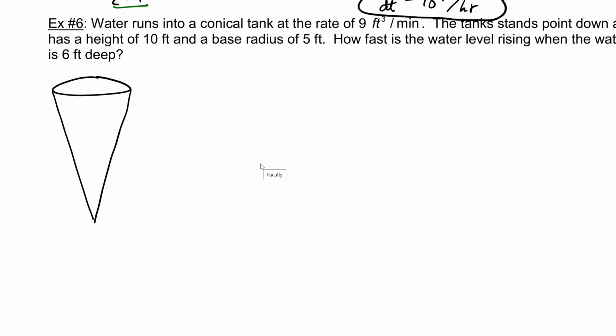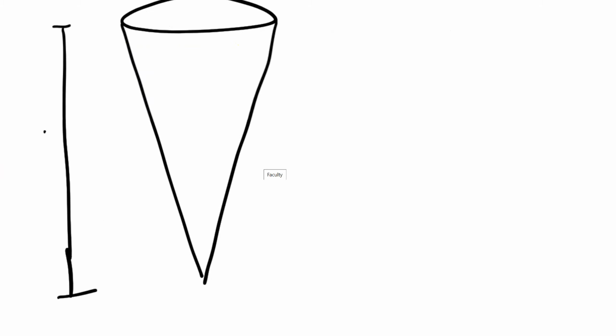So we have a conical tank, literally a cone, and water's flowing into it. Things we know: it has a height of 10 and a base radius of 5. Let me write those in. So right here, this height is 10 feet. I want to make sure the screencast can see it. 10 feet. Wonderful.